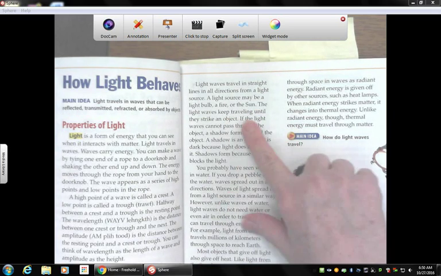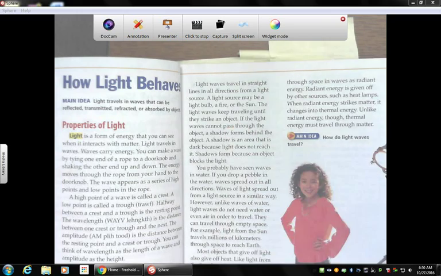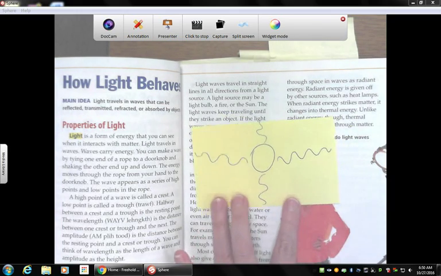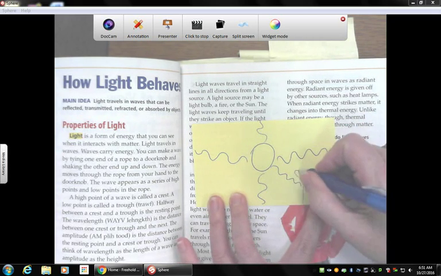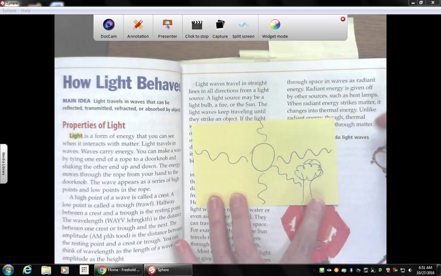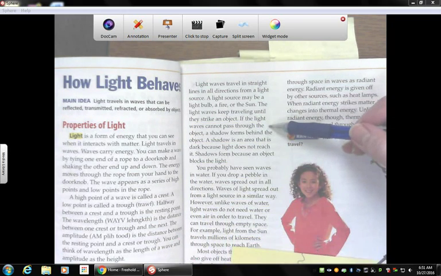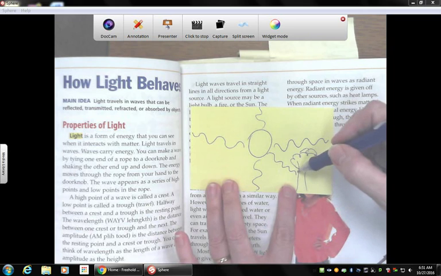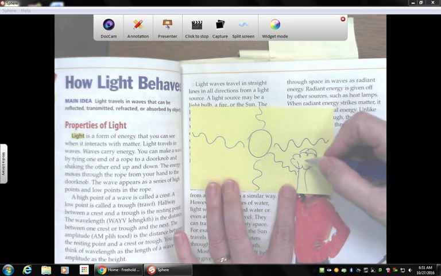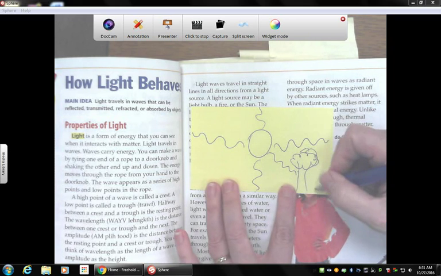The light waves keep traveling until they strike an object. So, going back to our light waves again, okay, our light waves are going to keep traveling until they hit an object. So maybe the object they might hit would be a tree, okay. If the light waves cannot pass through an object, a shadow forms behind the object. So here, this tree, okay, is not transparent, it's not translucent, it's a solid object. So when the light hits the tree, it can't pass through it, and that's why we have a shadow of the tree on the ground.